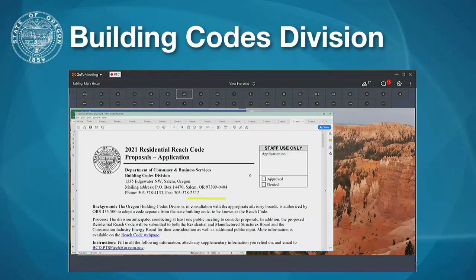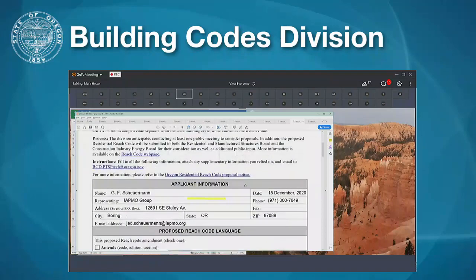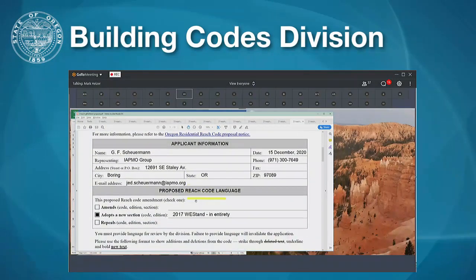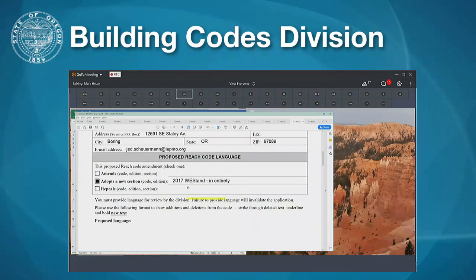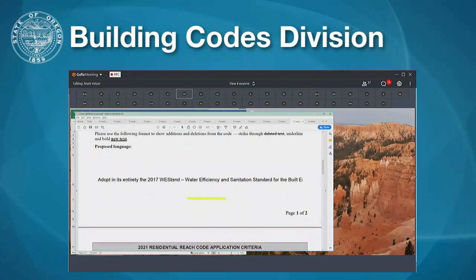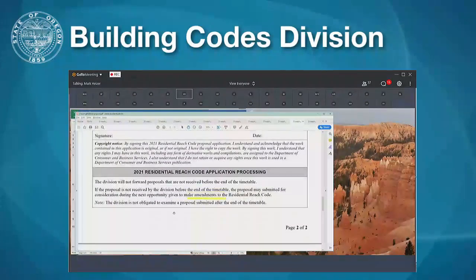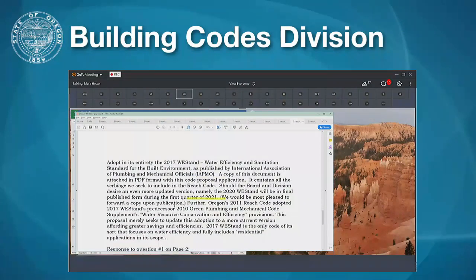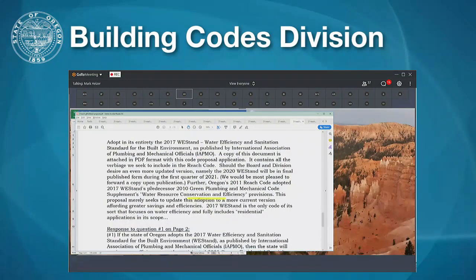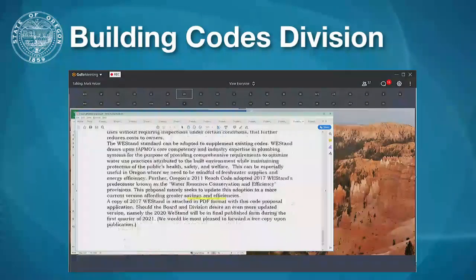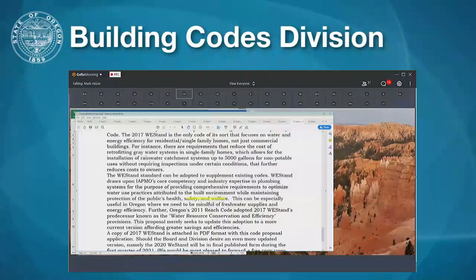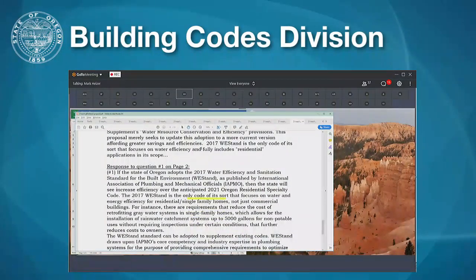Okay, nothing else. So we'll go to Jed with the IAPMO group about the WeStand. I believe they can give a little background on what this is about, and we'll have a couple of questions for IAPMO about the application. Ms. Sherman, are you on board to give a little background on your proposal, please? Yes, I'm here, Mark. You ready to go?